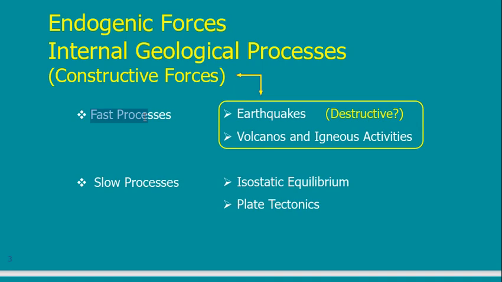So it's either a fast process like earthquakes and volcanoes, or a slow process like isostatic equilibrium and plate tectonics, which is the movement of the plates, right and left. Isostatic equilibrium is movement up and down. But this takes millions of years to happen. So slow processes formed the earth millions of years ago. A fast process adds to this formation every now and then.